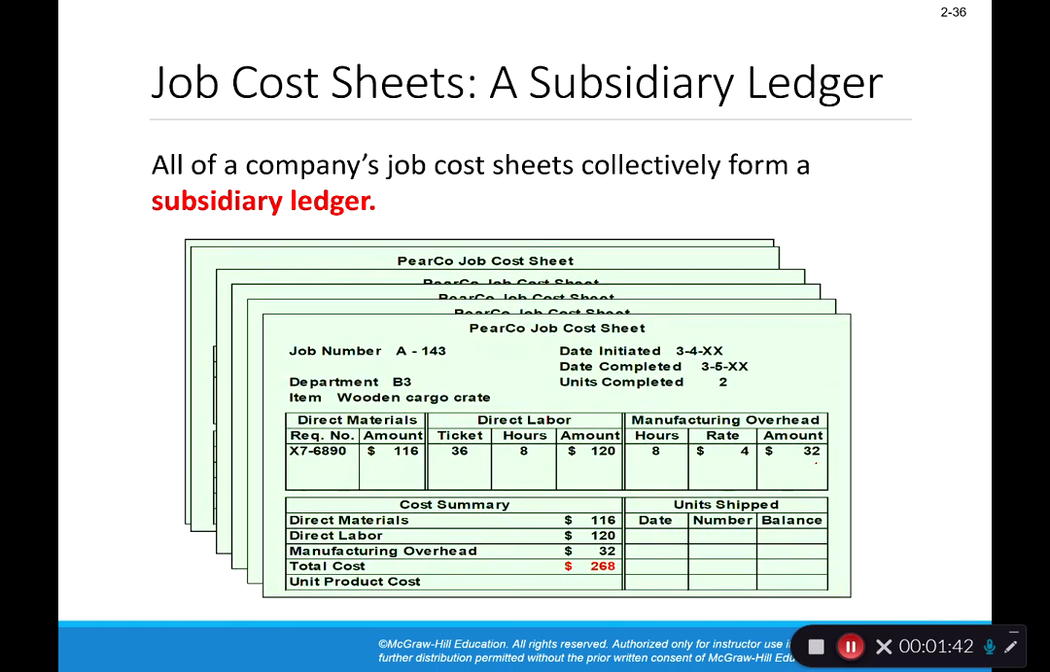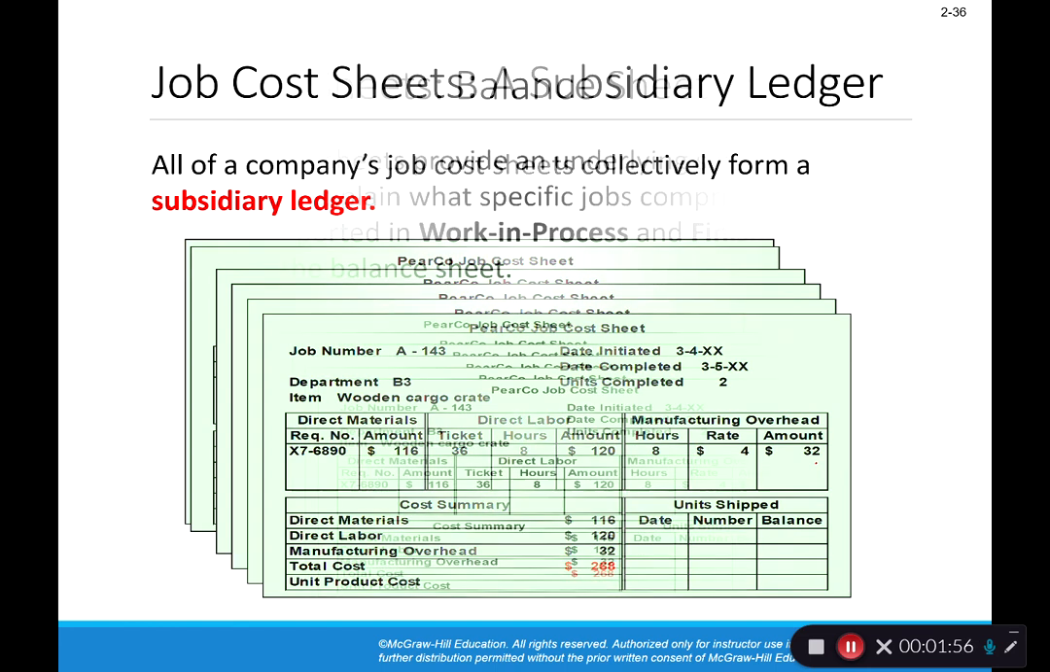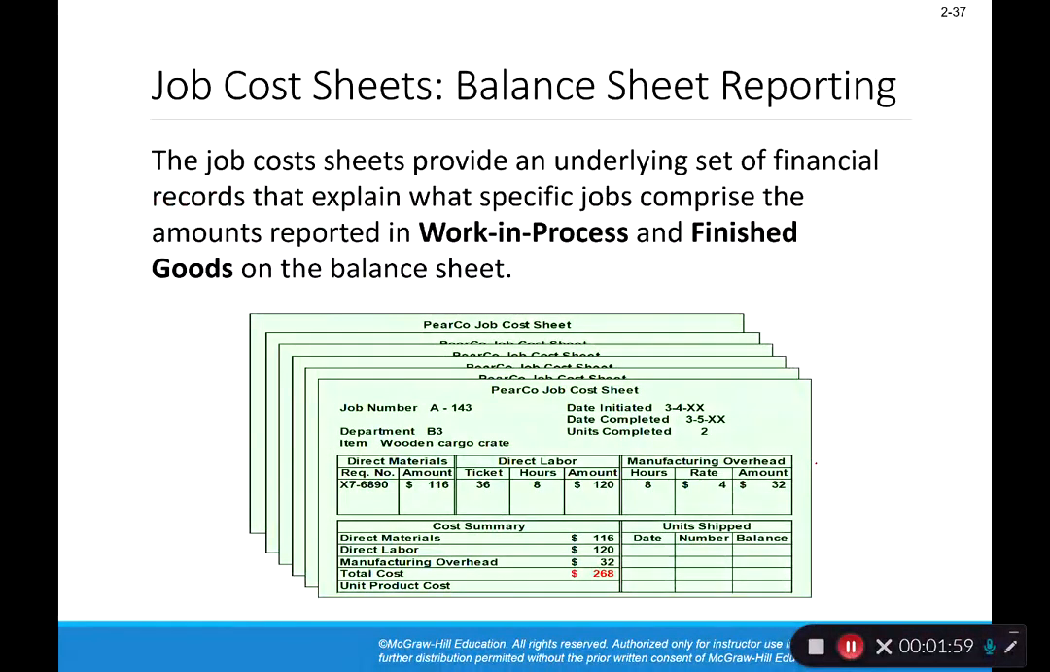Let's talk about some more exciting vocab. We have all of those different job cost sheets for all of our jobs collectively form what's referred to as a subsidiary ledger. And this is going to be the support that we need for all the numbers that show up on our financial statements. The job cost sheets are going to provide the underlying information for the work in process and finished goods that show up on our balance sheet.